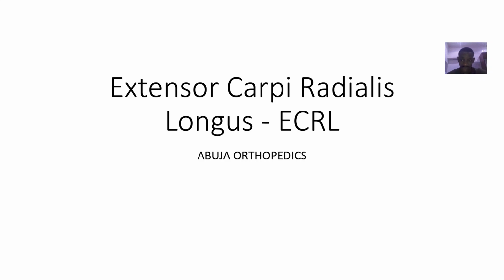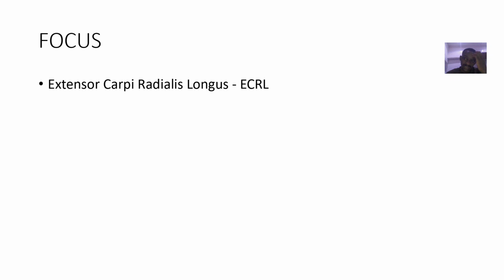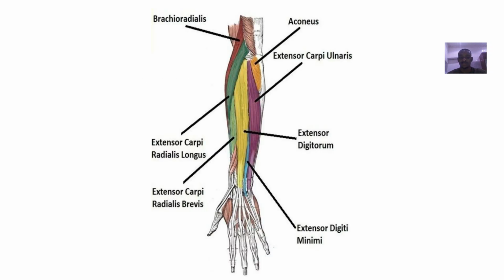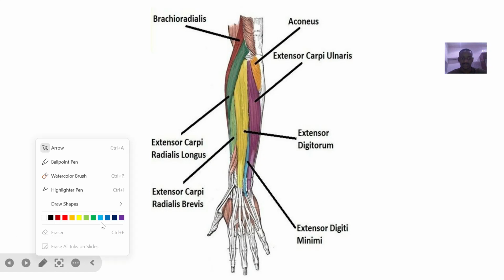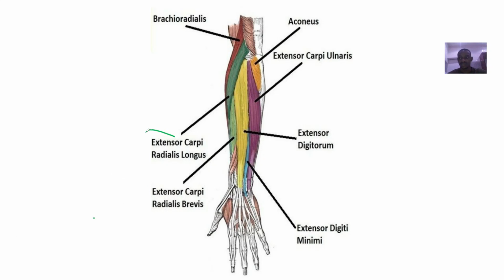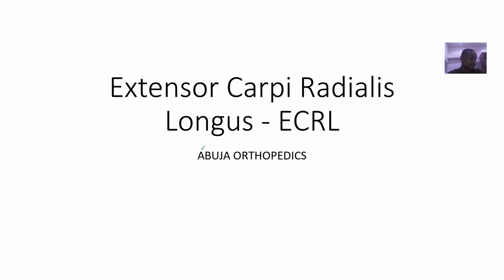Alright, so for the next muscle we should be looking at its basic anatomy, because later on we'll be talking about pathologies of the hand, and we might be calling it the extensor carpi radialis longus. Alright, extensor carpi radialis longus. So it's usually abbreviated as what? ECRL.